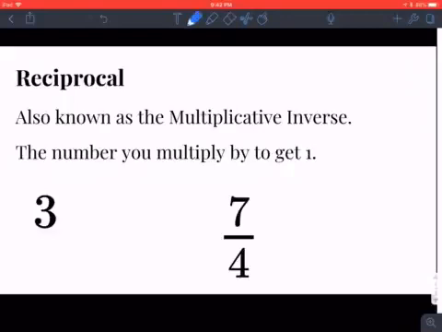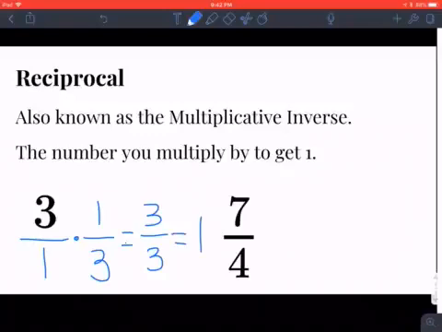The first example is with the number 3. Now, 3 is a whole number or an integer, and we can write the number 3 as a fraction. To do that, we're just going to put it over 1, because what that means is 3 ones or 3 wholes. So now, if we take that and we flip it to be 1/3, if we multiply 3 wholes by 1/3, we get 3 times 1, which is 3, 1 times 3, which is 3, which really gives us an answer of 1. So the multiplicative inverse of 3 is 1/3.